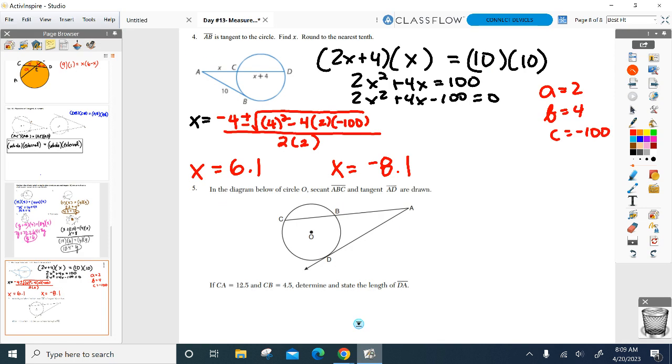Which one am I getting rid of? Negative 8. Why? Because you can't have a negative length. If I plug negative 8 point in for x, that's not going to fly, right? So that's gone. So 6.1 is my only answer. All right, so if that ever happens, you see an x squared and an x in the same equation, but there's an a value that's not 1, we're getting out the quadratic formula.